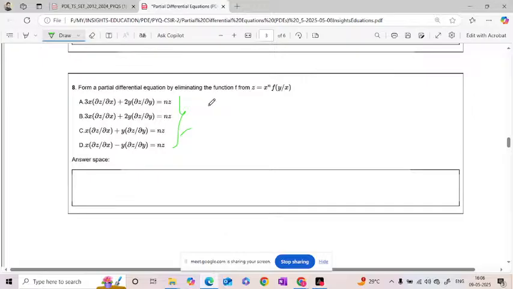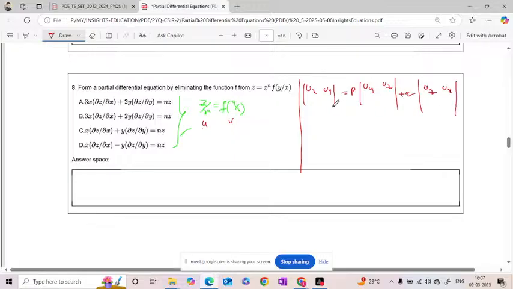This problem we can solve two ways. The first way is z by x power n is equal to f of y by x. Now assume this is the u and this is the v. So u_x, u_y, u_z, p into u_y plus q into u_z, and v_x, v_y, v_z. Now substitute all.